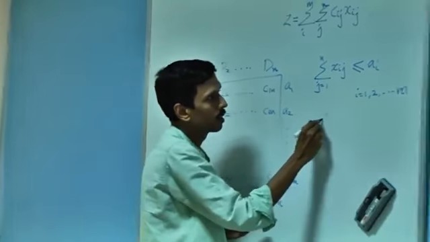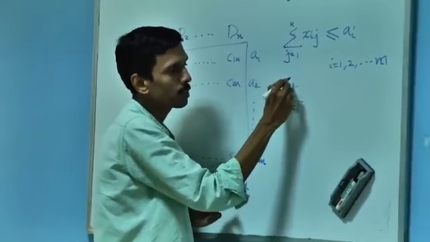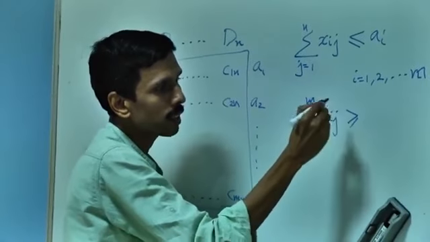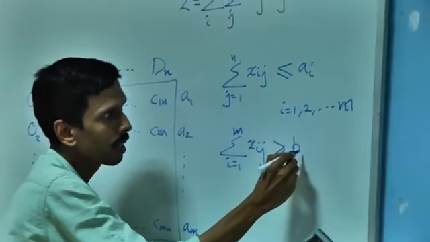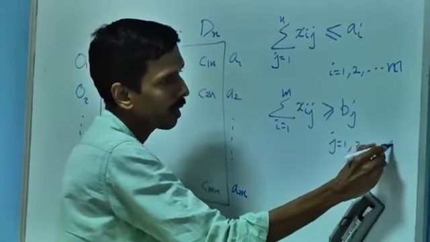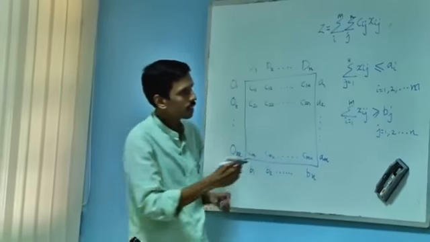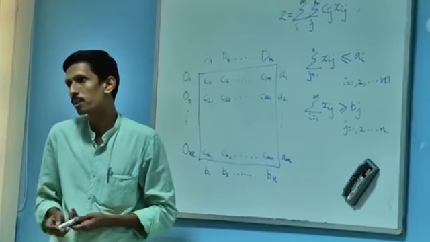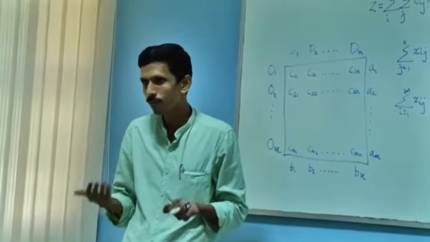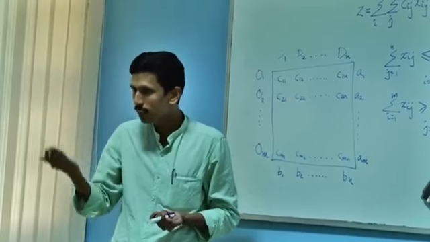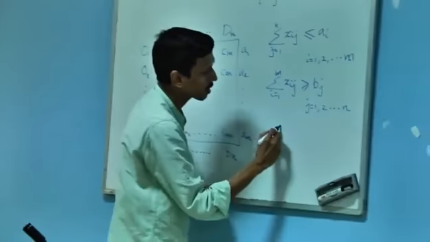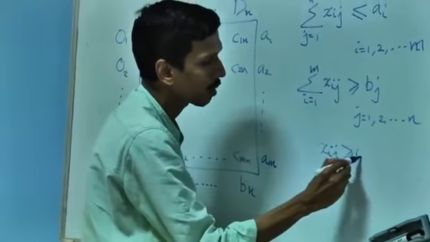How will you write it? Similarly, sigma i equal to 1 to m xij should be greater than or equal to Bj, for j equal to 1 to n. All these xij's are the number of commodities to be transported. Therefore, what condition is satisfied by them? Xij greater than or equal to 0. We call that condition the non-negativity constraint or non-negativity condition, that is xij greater than or equal to 0.